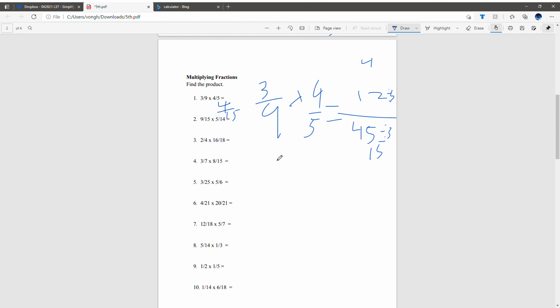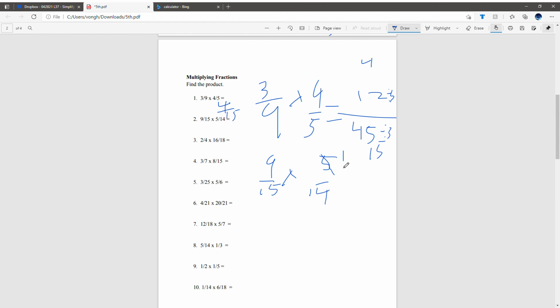Here we have 9/15 times 5/14. Okay. We get a problem like this. If you notice that like 5 and 15, they share a common factor of 5, you can actually simplify them. So you actually just go like this. You divide 5 by 5 because they have a common multiple of 5. You just divide by whatever common multiple they have.